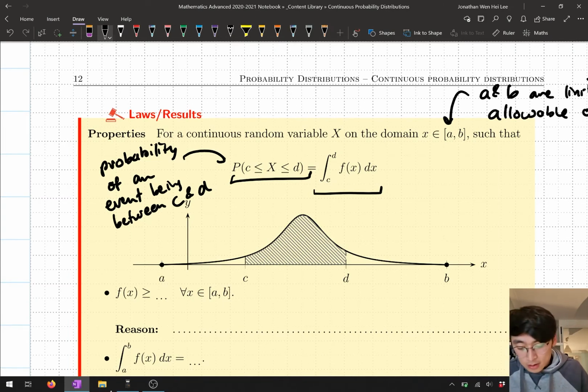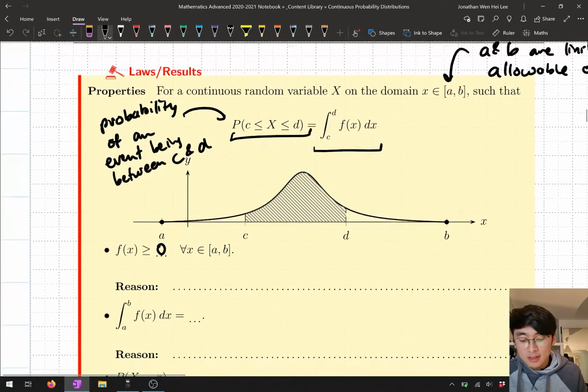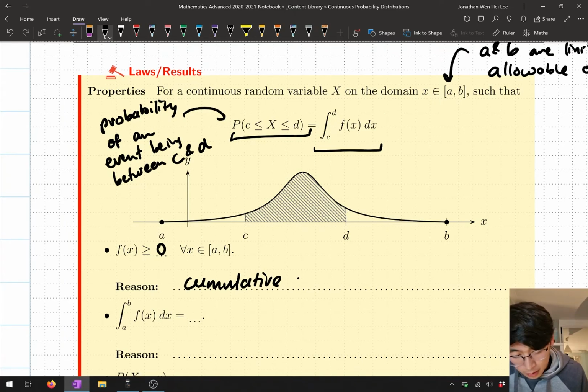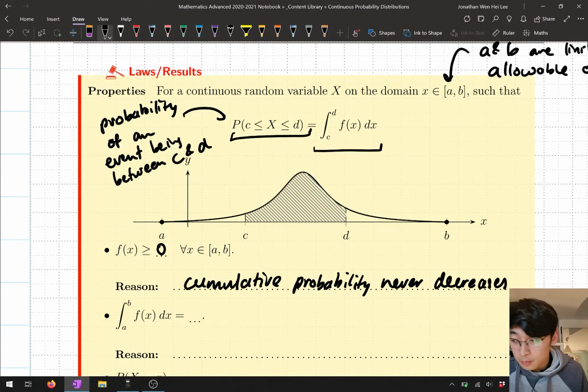And now the properties that we have about this. The first thing is our probability density function always has to be greater than or equal to 0 for all the values in our allowable range. And the reason for this is because this probability is cumulative, so I'm going to write here, cumulative probability never decreases. Okay, that's the first property that we have.